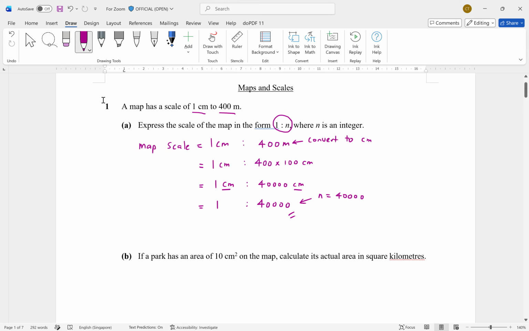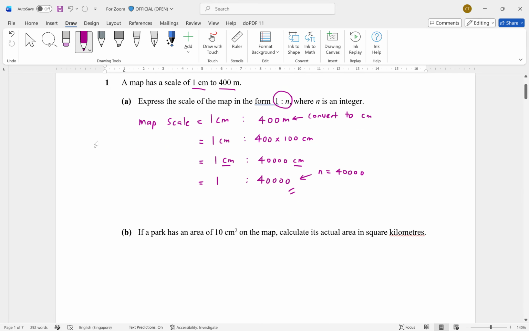Okay, so let's take a look at part B now. For part B, if a park has an area of 10 cm square on the map, calculate its actual area in square kilometers. So now they want square kilometers. If you recall, to do this question, we will need to first calculate the area scale. To calculate the area scale, we need to take note of one thing. They want the actual area in square kilometers.